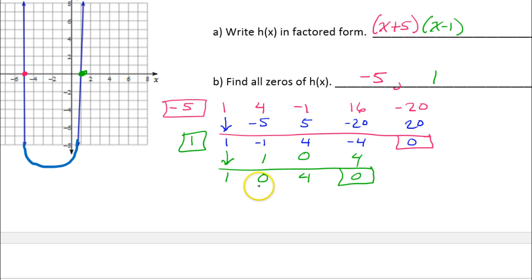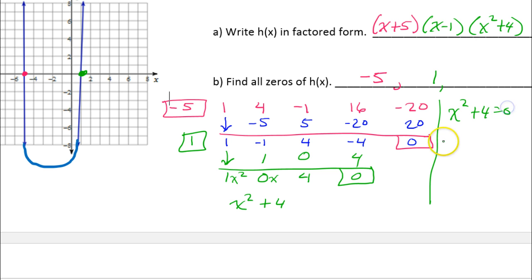If I put the variables back in, this is the constant, this would have been the x term, and this would be the x squared term. So that gives us x squared plus 4. This doesn't factor, so that's why x squared plus 4 is the remaining factor. And as you saw a minute ago, if you take that and set it equal to 0, take the square root, you get plus or minus 2i.